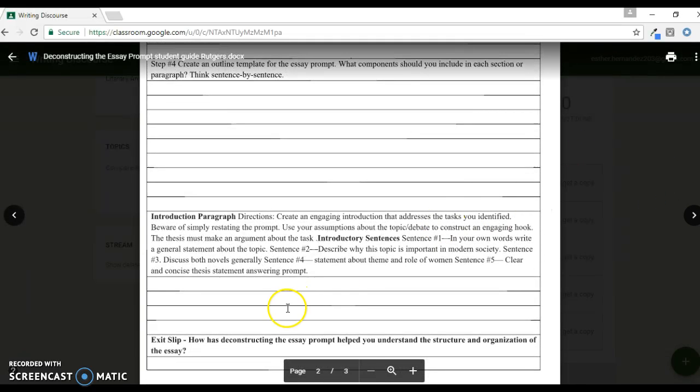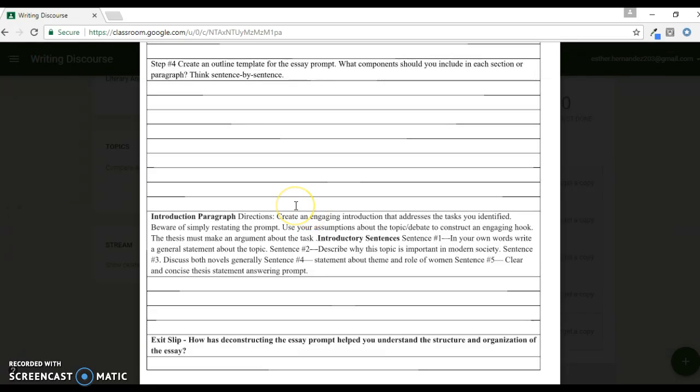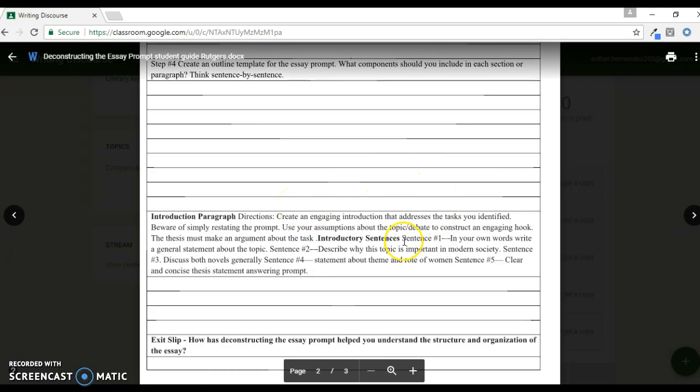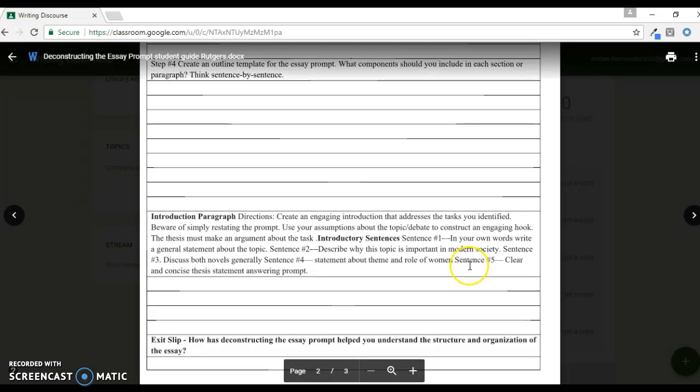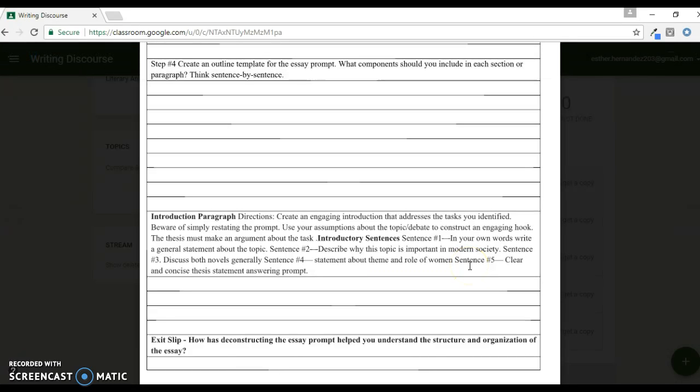And here's their independent work, where they will start their introduction paragraph, and I scaffolded by providing exactly what they needed, sentence by sentence. In your own words, write a general statement about the topic. Sentence 2, describe why the topic is important. Sentence 3, sentence 4, sentence 5, which is ultimately their thesis statement.